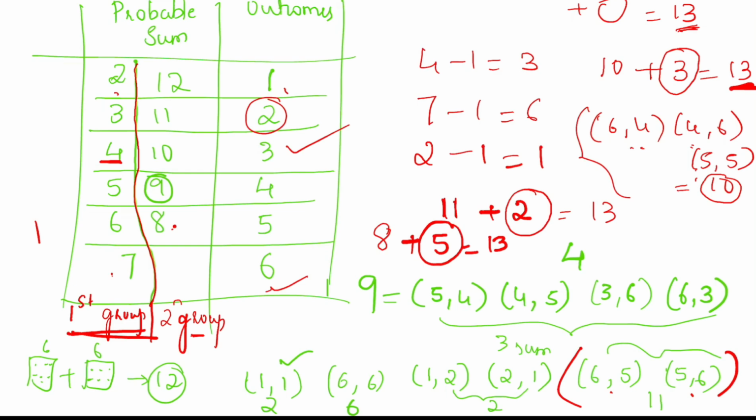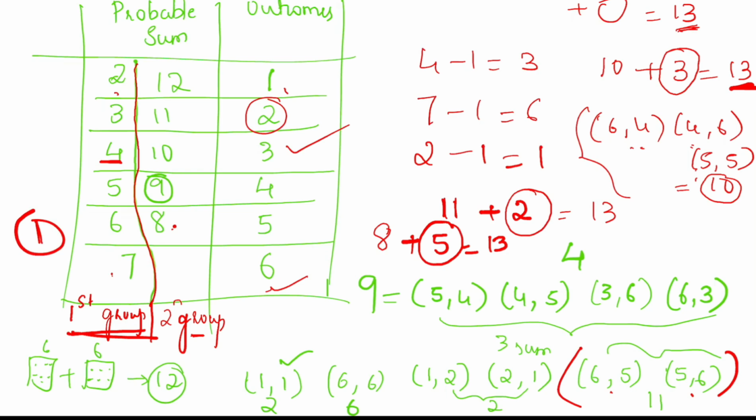So this is the simple trick. Just remember that if the number lies in the first group, that is 2, 3, 4, 5, 6, 7, then deduct 1 from it, and that number will be the number of outcomes. If the number lies in the second group, that is 8, 9, 10, 11, 12, then see how much you must add to make it 13, and whatever number you add, that itself will be the number of outcomes.